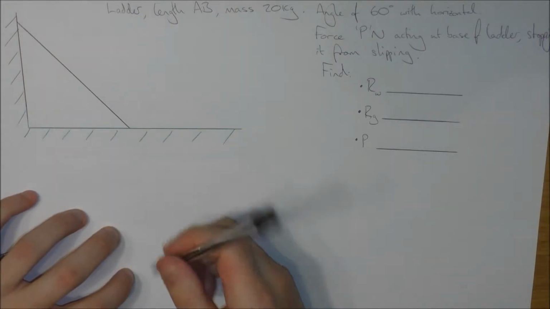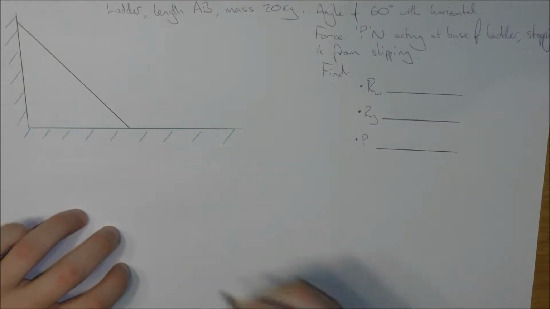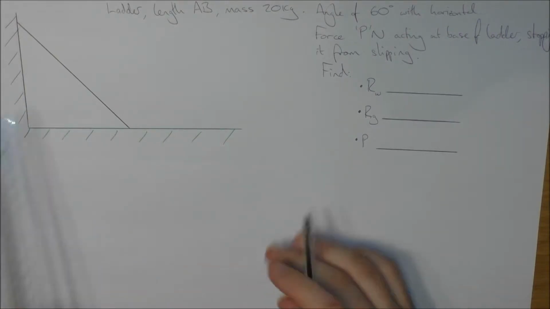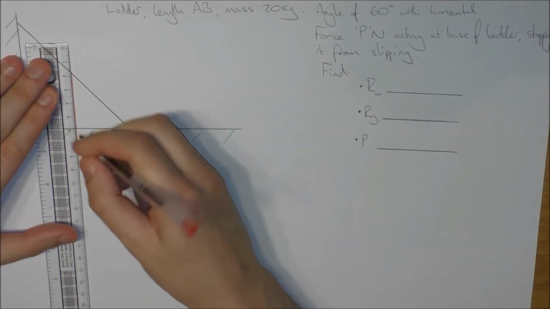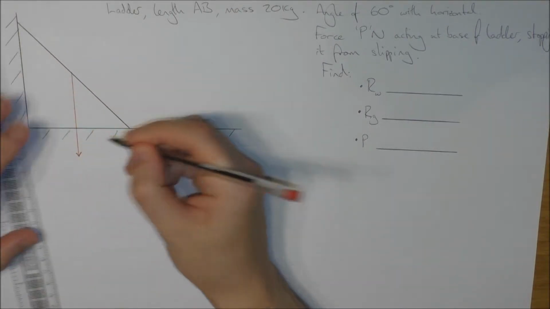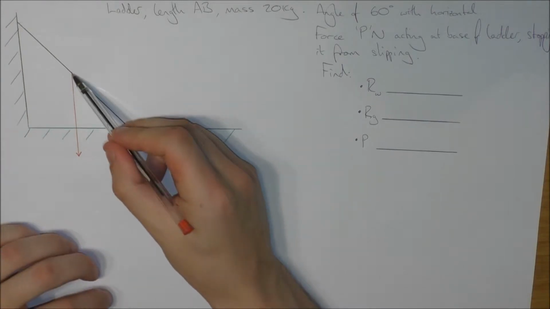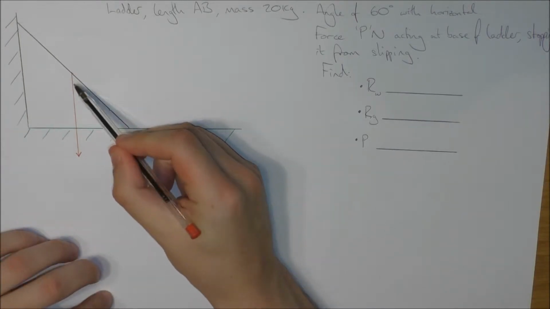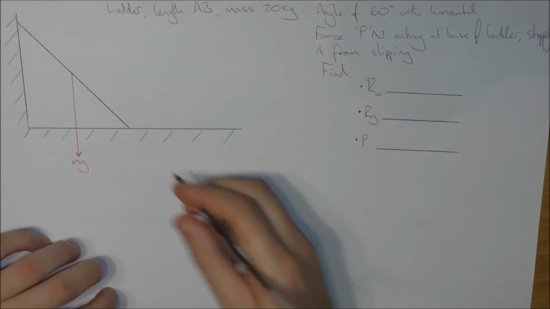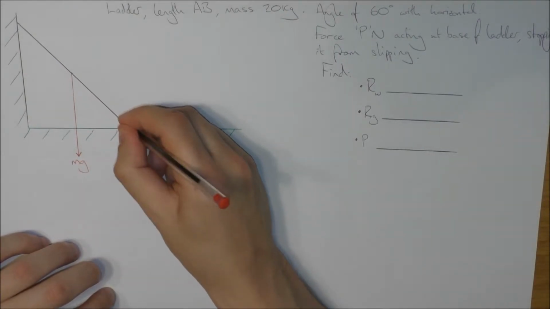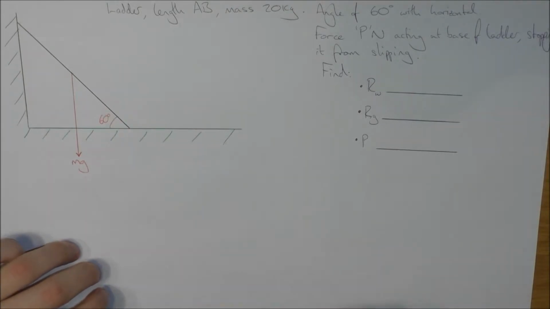vertical wall. I am told that the mass of the ladder is 20 kilograms. I know that the mass acts from the centre of mass, so I know the force is its weight. I know it's going to be mg. I'm told that it's at an angle of 60 degrees with the horizontal.